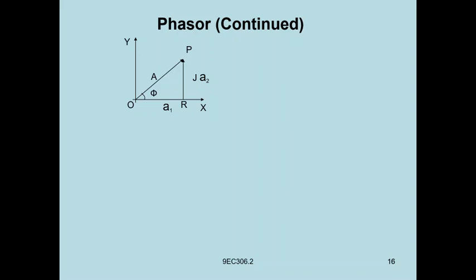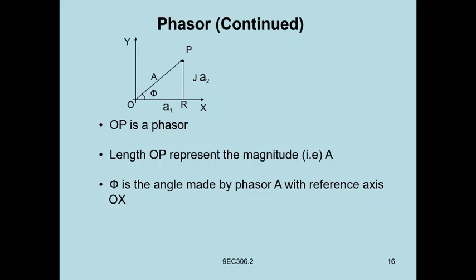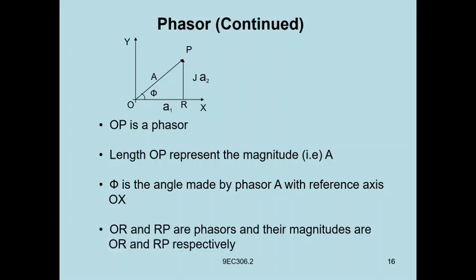See, this is the thing. Here, O to P. OP is the phasor. The length OP represents a magnitude A. And phi is the angle made by phasor A with the reference axis OX. So OR and RP are phasors, and their magnitudes are OR and RP respectively.